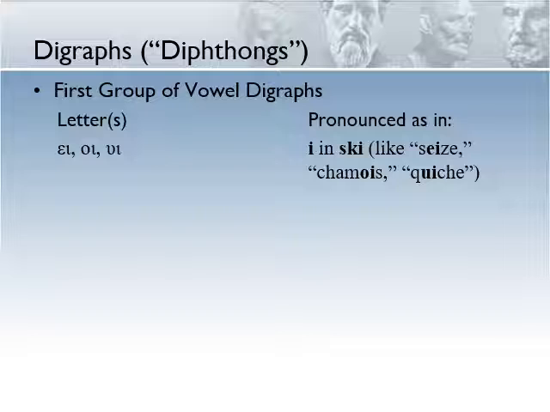And then the third of these, upsilon iota, well, you can think of the English word quiche. In quiche, the UI looks a bit like the Greek upsilon iota, and it's pronounced the same way. In quiche, UI is pronounced with the phonetic I sound, E.